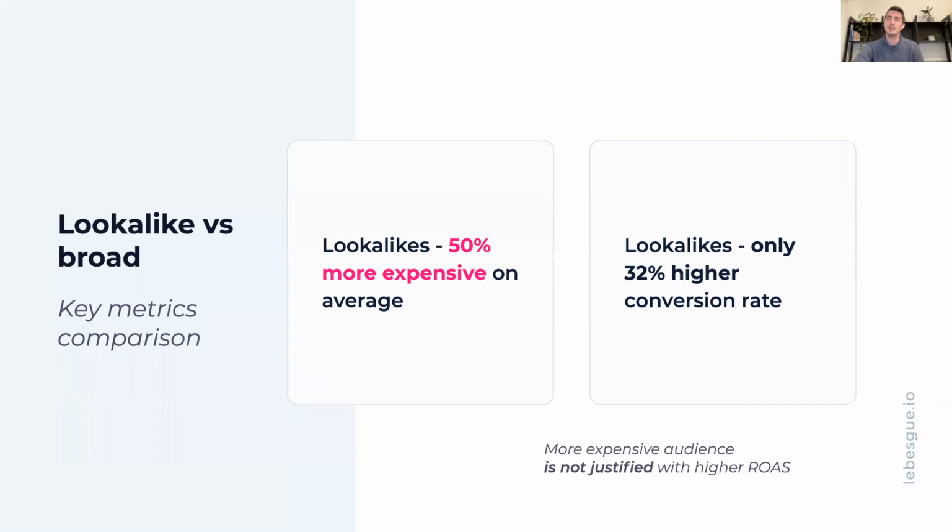Just as I mentioned, lookalikes only have a 30% higher conversion rate, but they are 50% more expensive on average, and it simply doesn't justify the higher conversion rate, because you can get a higher ROAS when you are going broad, even with a lower conversion rate, because you are going for volume and not just for the highest possible conversion rate.